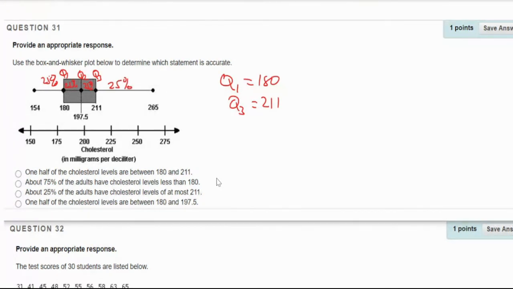All right, so let's see what is going on here. One half of the cholesterol levels is between Q1 and Q3. Okay, one half means 50%, right? Yeah, half, 50%. Now, is this statement true or false? False. Why do you think it's false? It looks like it's true, right? Because from Q1 to Q3 is 50% of your data. So that is true here. So the first one is true. So we don't have to bother with the rest of it.